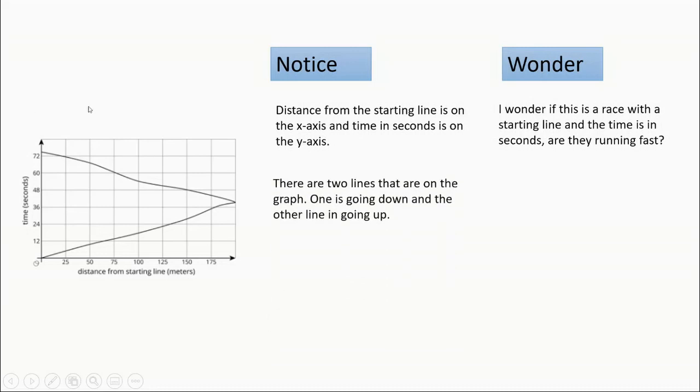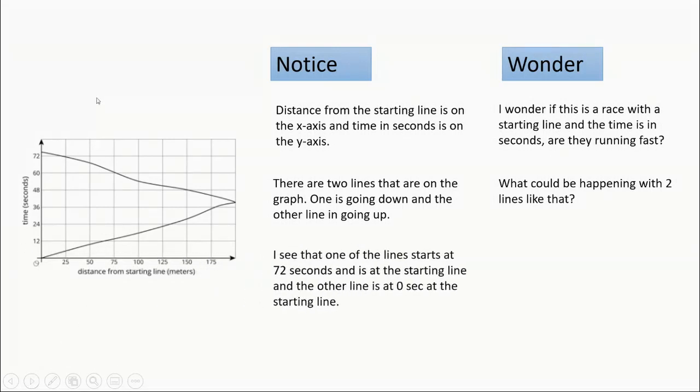Let's check out the next notice. There are two lines on the graph. One is going down and the other line is going up. I wonder why is that? And then I wonder what could be happening with two lines that look like that? Something to think about, huh?